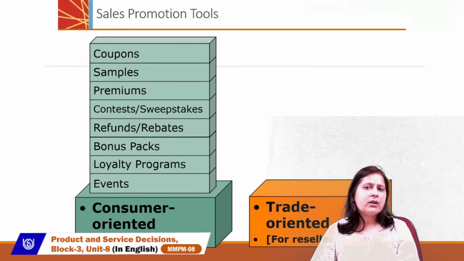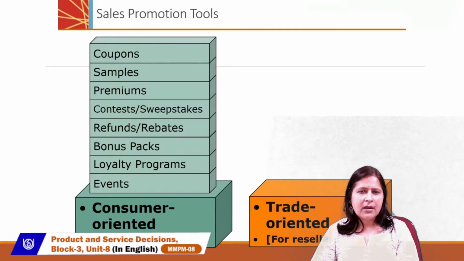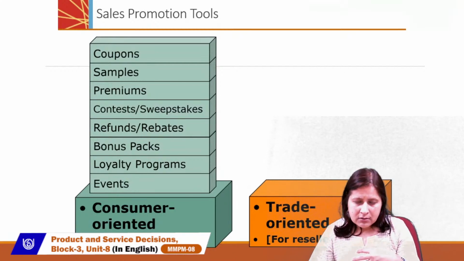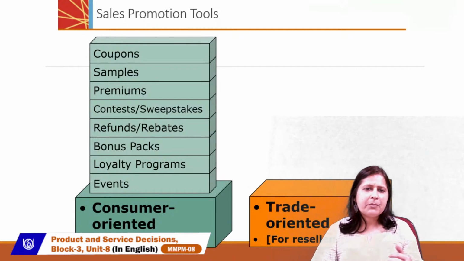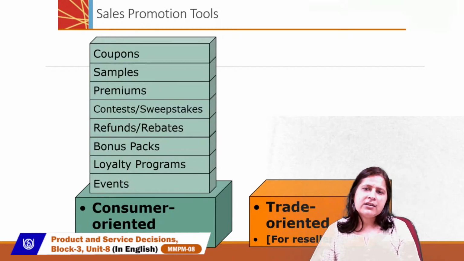Refunds or rebates play an important role, right? For rural consumers, if something is available at rebated prices, or if some refund is there on purchasing the product, it plays an important role. Contests and sweepstakes: if you are conducting an event where people can participate, and they will contest in that and get a gift, it plays an important role.